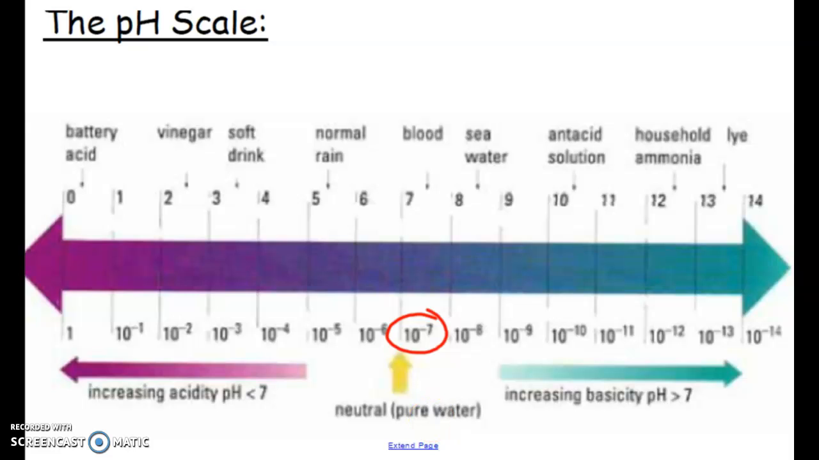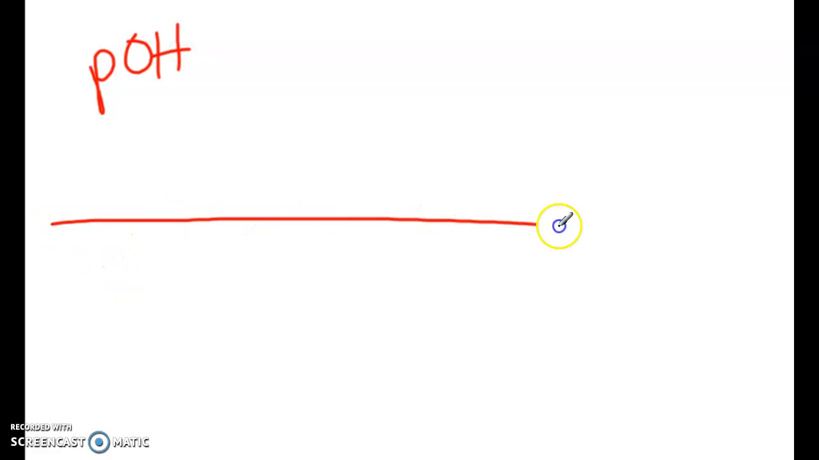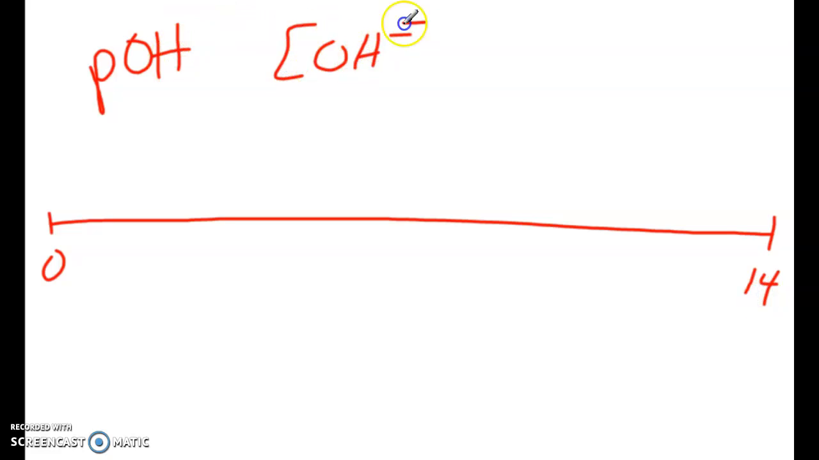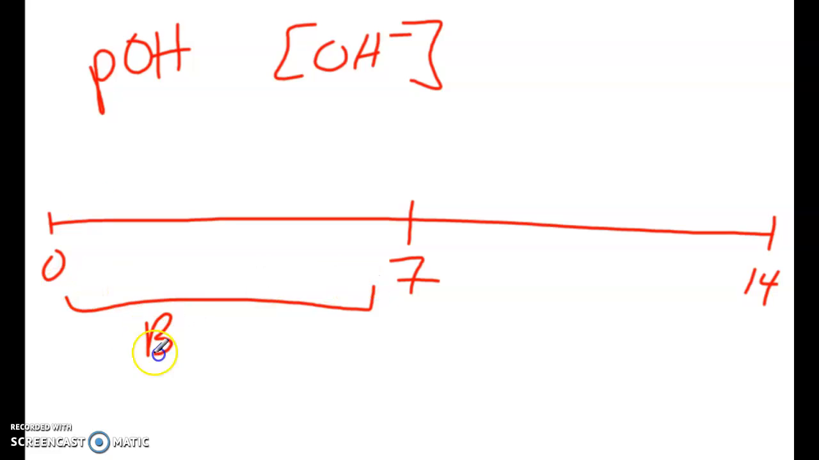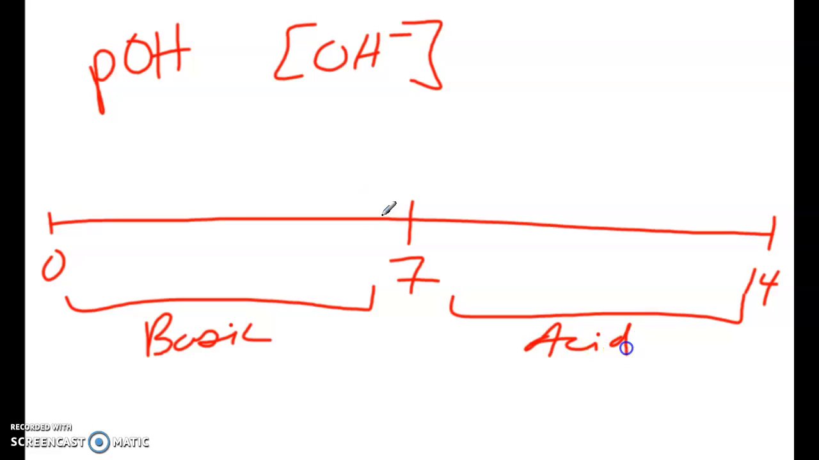Now, there is also a pOH scale, which is essentially the same thing, except instead of measuring hydrogen ion concentration, it looks at hydroxide ion concentration. So it's actually the opposite: 0 to 7 is the basic range, and 7 to 14 is acidic.